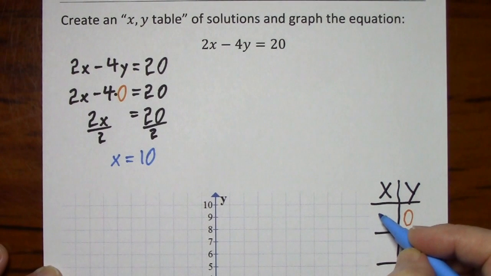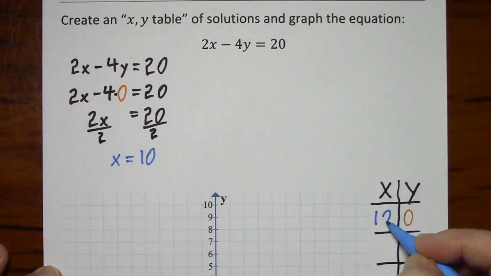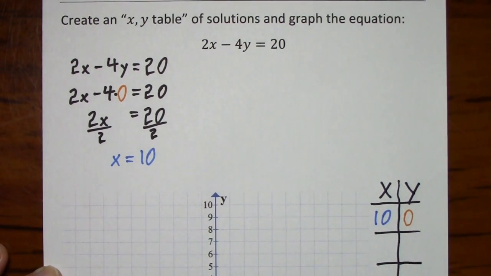So I put the 10 in the xy table. So this gives us the ordered pair (10, 0). When x is 10, well, I should say when y is 0, x is 10. Even though I could say it either way, I started saying y is 0. Let's see what x is.